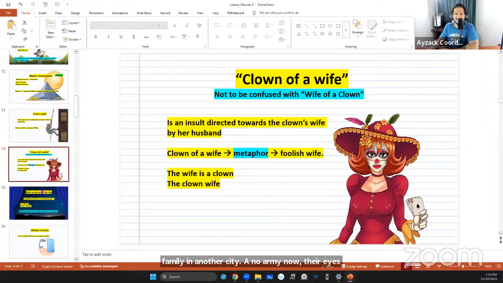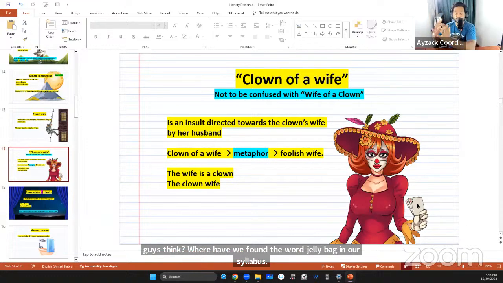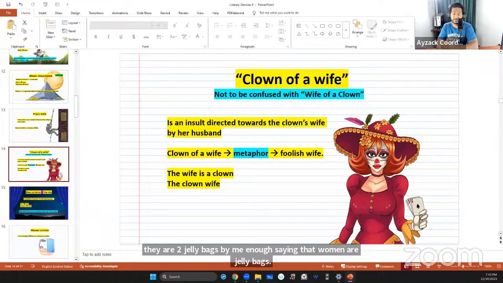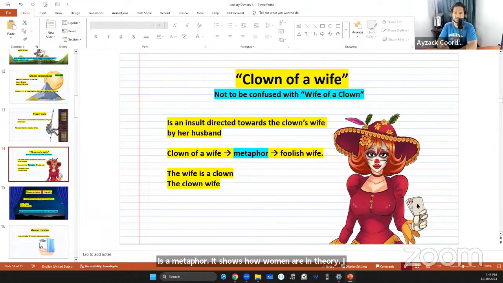Jelly bag is a metaphor. We found the word jelly bag in what lesson? What do you guys think? Where have we found the word jelly bag in our syllabus? We found it in The Bear, right? All women were compared to jelly bags by Smirnov. Saying that women are jelly bags is a metaphor. It shows how women are inferior. I mean, Smirnov does, not Javed sir. Javed sir supports women, my God. But in The Bear, Smirnov said that all women are jelly bags. He compares women to jelly bags. That's a metaphor, by the way. So there are lots of metaphors in our syllabus.